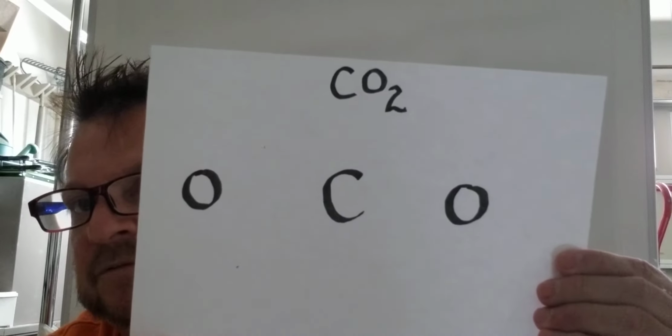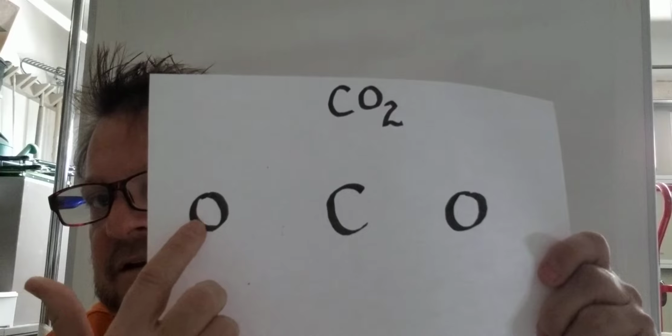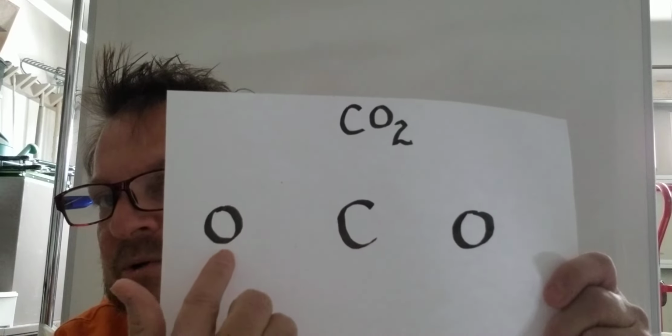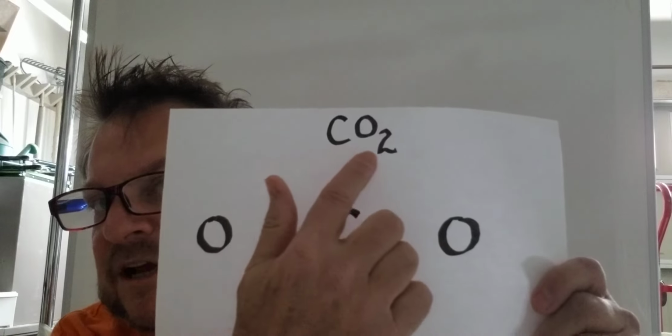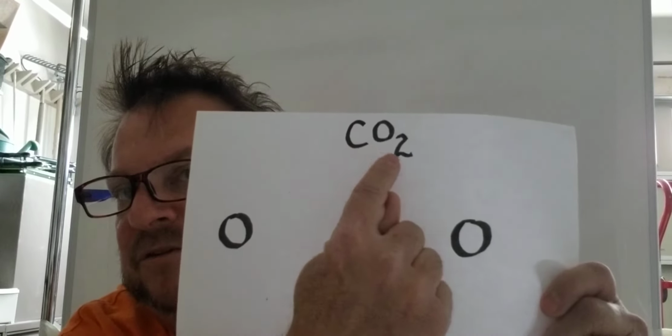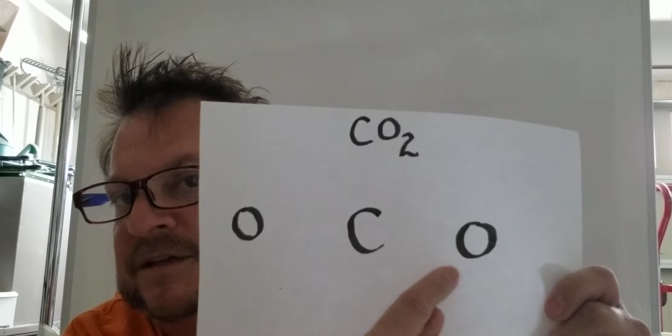Okay? So what I want to make is CO2. That's what we breathe out, CO2. So I have an oxygen, I have carbon, and another oxygen. So I have two oxygens, so CO2. That's how you write it if you're writing in a sentence, you'd write CO2. And these are the elements that would be in CO2.